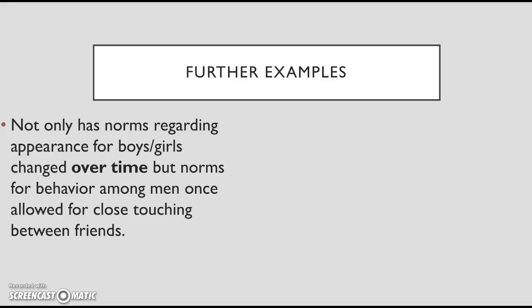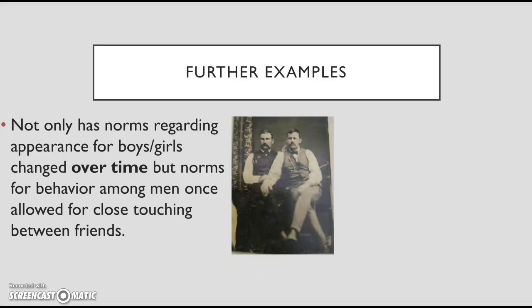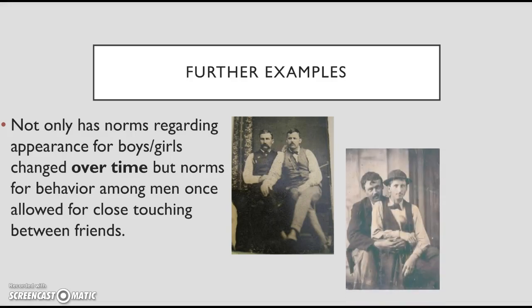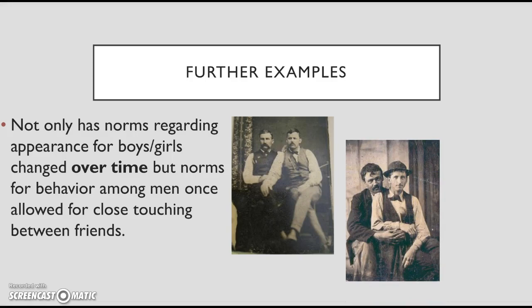Not only have norms regarding the appearance and attire appropriate for boys and girls changed over time, but norms for behavior among men have also changed over time as well. So at one point it was perfectly acceptable for men to touch closely as long as the two were close friends. So these two gentlemen are posing the way two friends would pose at the time. Here are a few more examples. Some very warm embraces of some very close friends.